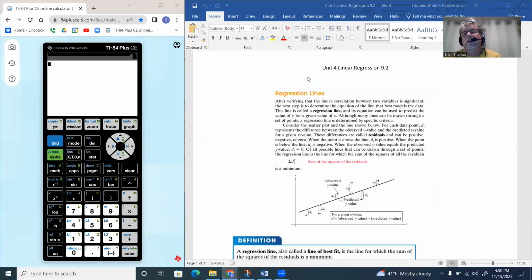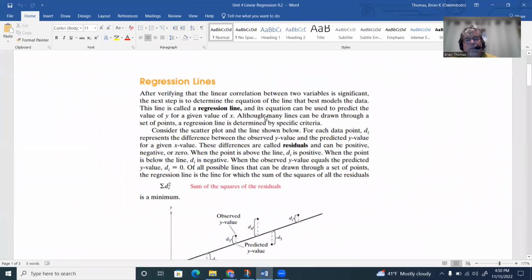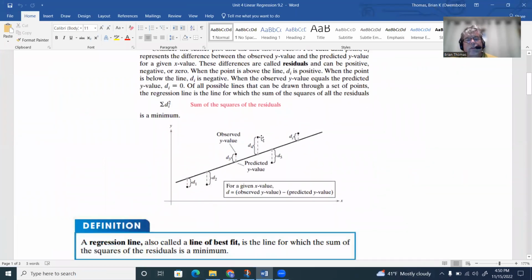So this is going to be our last section, chapter 9, section 2. This will be on regression lines. I'll make this a little bit bigger for us to start with. So again, regression lines, we're basically going to be looking at two things here.